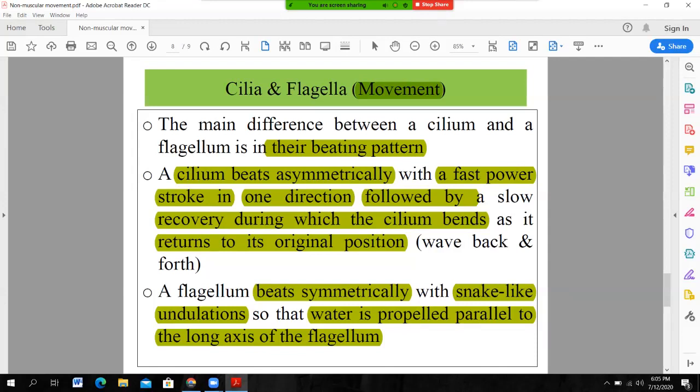So these are the 3 types of non-muscular movement: the movement which takes place by means of pseudopodia, by cilia, and by flagella. All are non-muscular movement, because here no muscles are involved, therefore the movement is called non-muscular movement.